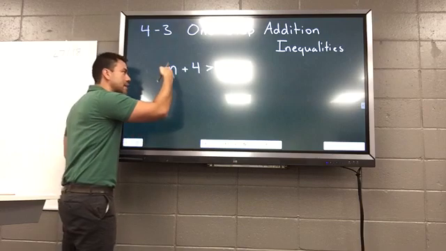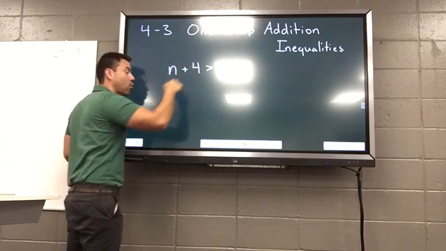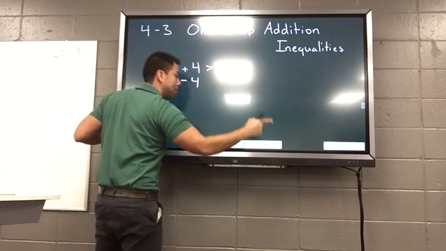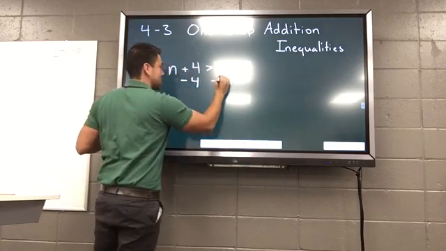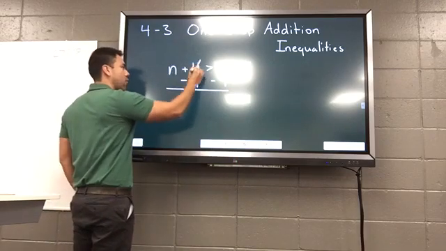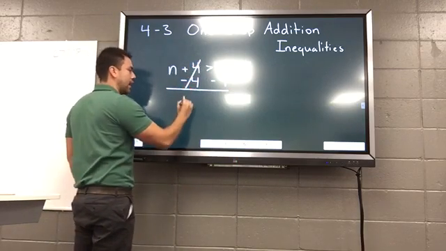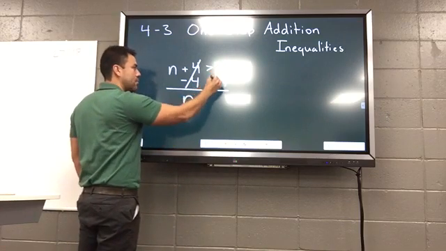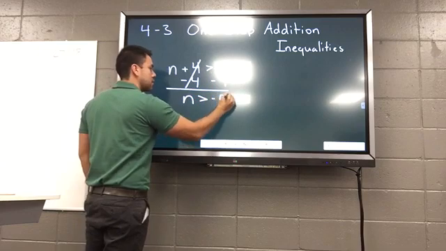If I'm at that point, then what I can do is just get n by itself. What's happening to n? It's being added with 4. What undoes that? I'm going to subtract both sides by 4. 4 minus 4 is 0. n plus 0 is n, greater than, what's -1 minus 4? -5.